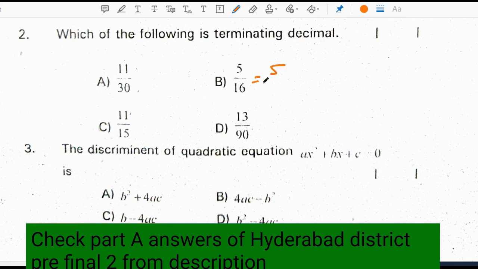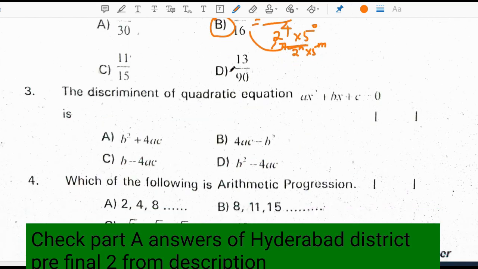Which of the following is a terminating decimal? So 5 by 16 is a terminating decimal because 16 can be expressed as 2 to the power of 4 and same as 5 to the power of 0. If denominator is in the form of 2 power of n, 5 power of m, then it is a terminating decimal. So correct option for second question is B, 5 by 16.